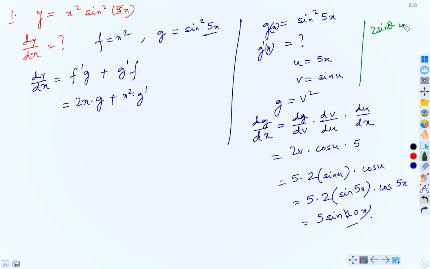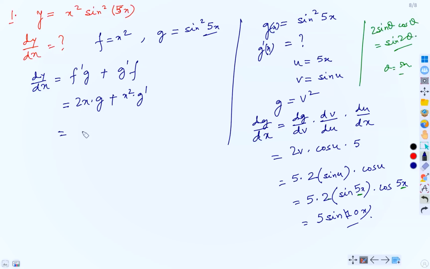2 sine theta cosine theta equals sine 2 theta, right? Yes, so here we have 2 sine theta cosine theta, our theta is 5x here, so it is sine 2 theta, where theta is 5x, so 2 times 5 is 10x.